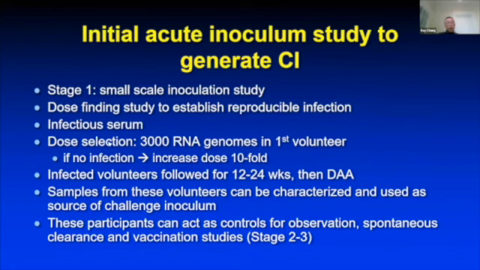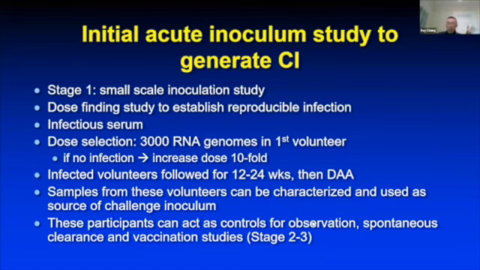If we were starting with an infectious serum study, it may be reasonable to start with that 3,000 RNA genome dose in the first volunteer. And if no infection were to result, we could ratchet up by increasing the dose, perhaps by a log, as a dose-finding exercise. Those who do establish infection would be followed, and again, we've had that discussion this morning, for 12 to 24 weeks, then apply curative DAAs.